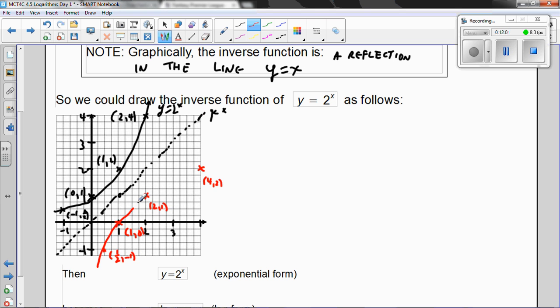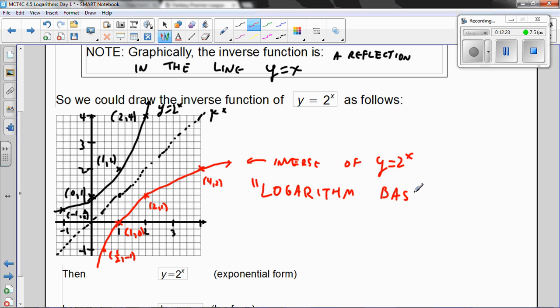And this graph is the inverse of y equals 2 to the exponent x. This is called a logarithm. There's that word, logarithm, base 2, rather, not base x.